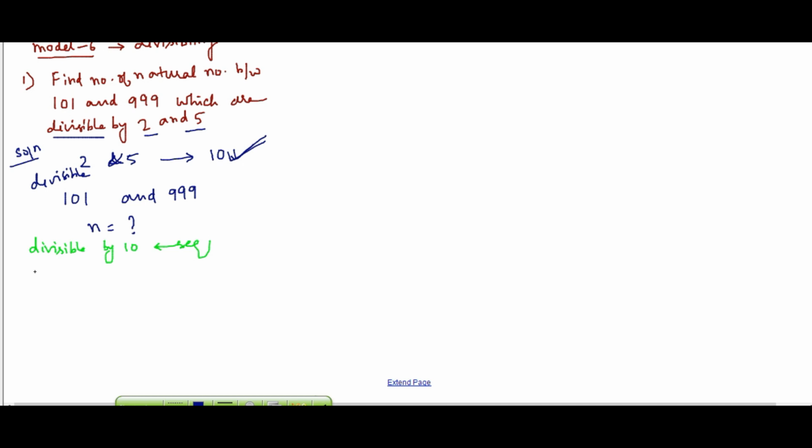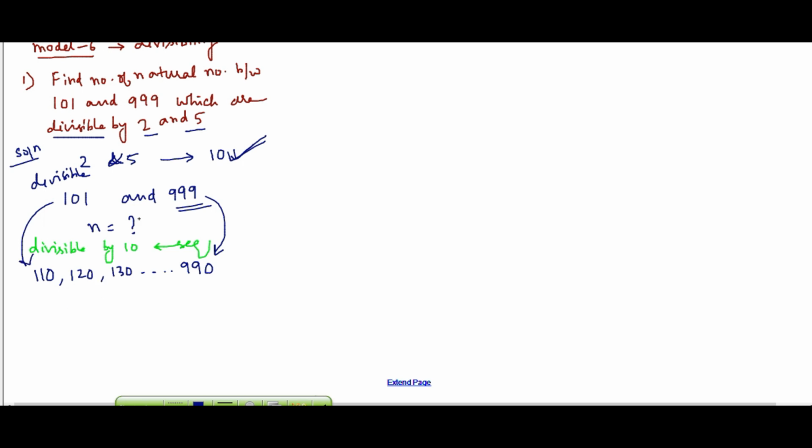So the first number which is divisible by 10 after 101 is 110, correct? And the next one should be 120, of course, next 130 and so on. What about the last term? The upper limit is 999, correct? And what is the last number which is divisible by 10? It should be 990. You can easily decide that. So I decide 990 based on 999 and I decide 110 based on 101.